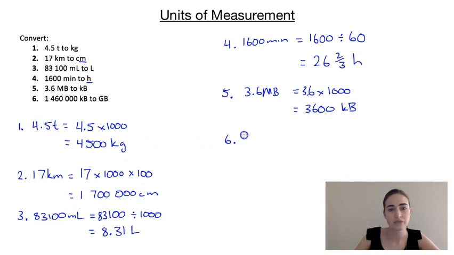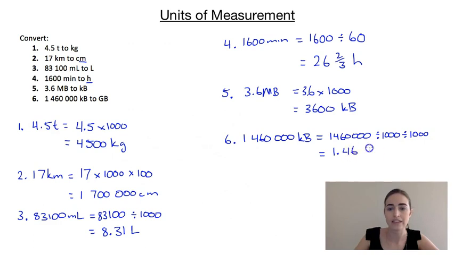And question 6, we've got 1,460,000 kilobytes, and we want to go all the way up to gigabytes. So we're going to have that whole number. If we divide by 1,000, that's going to get us to megabytes, and then to get to gigabytes, we're going to divide by 1,000 again, and that's going to get us to 1.46 gigabytes. So that's having a look at converting between different units of measurement.